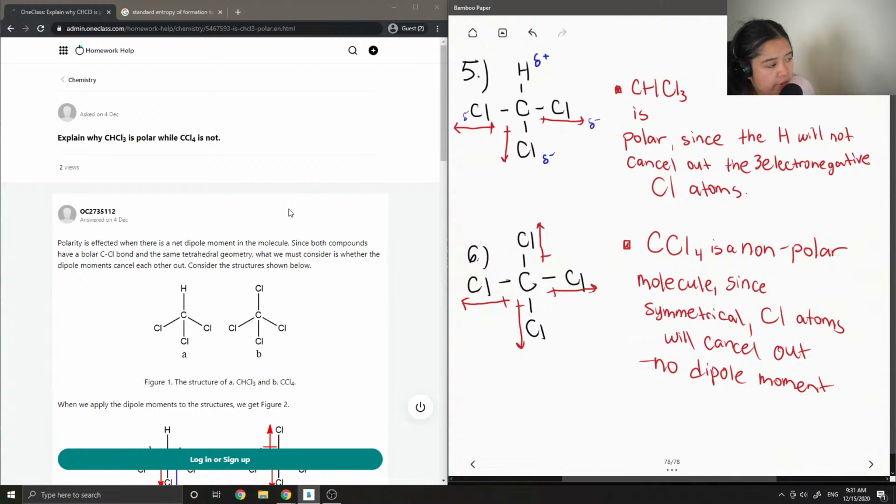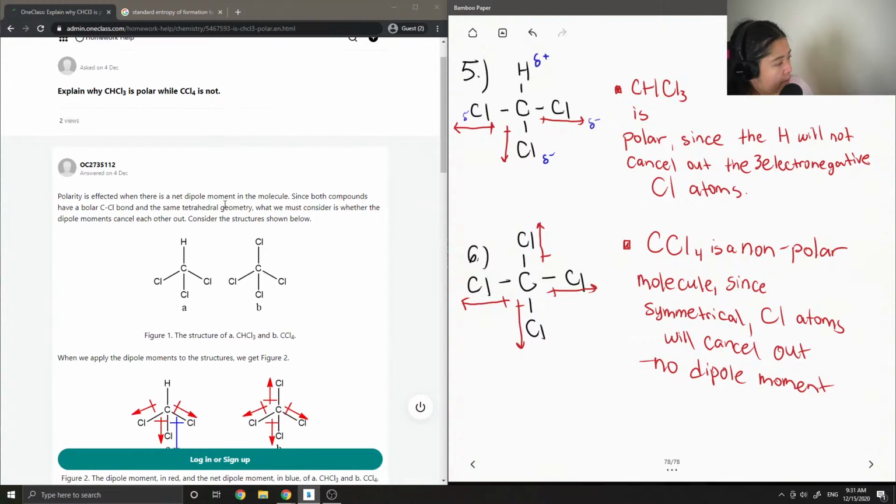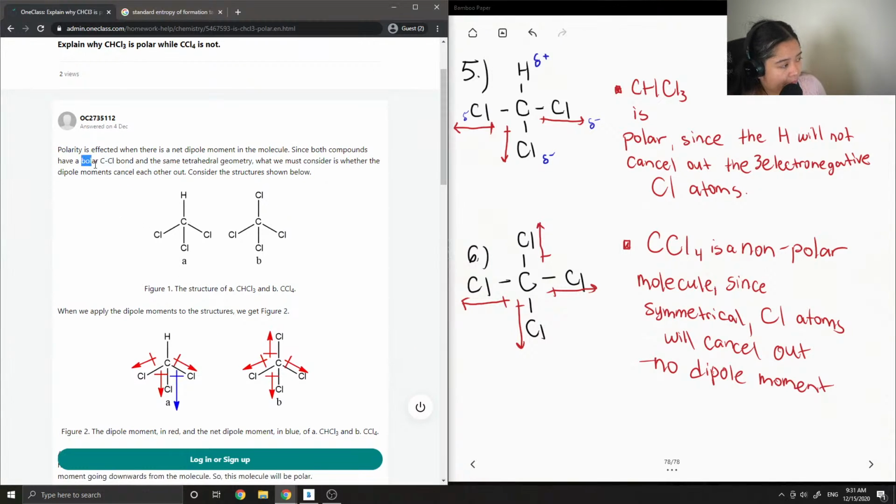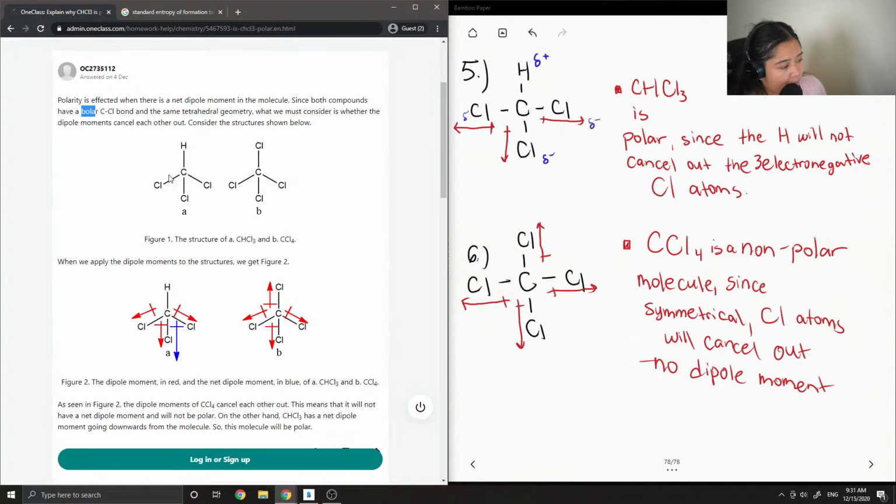Okay, so let's see what the junior tutor said. Polarity is affected when there is a net dipole moment in the molecule. So since both compounds have a polar carbon-chlorine bond and the same tetrahedral geometry, what we must consider is whether the dipole moments cancel each other out. Consider the structure shown below.